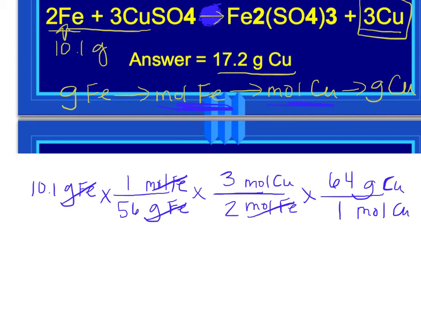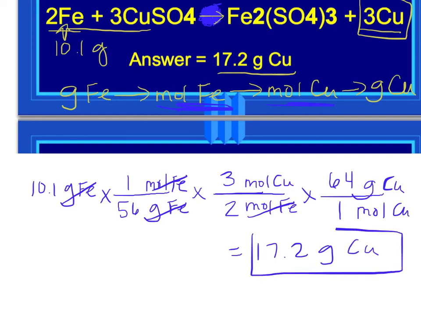We're going to go ahead and do some math, and hopefully you are coming up with an answer that's 17.2 grams of copper. You want to box that answer. And again, I like that it has 3 sig figs here, 1, 2, 3, and our given had 1, 2, 3, so we know that we have the correct number of sig figs for our answer.